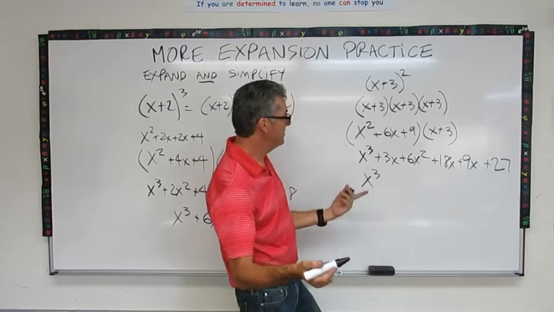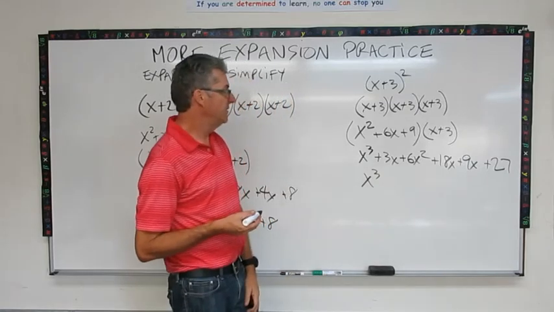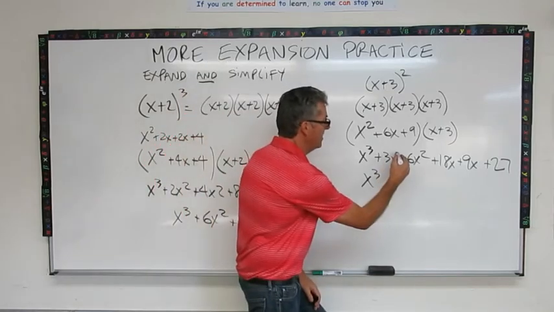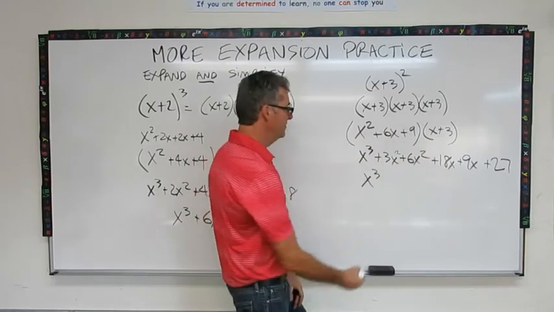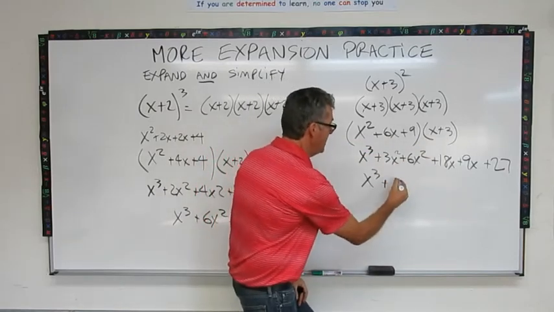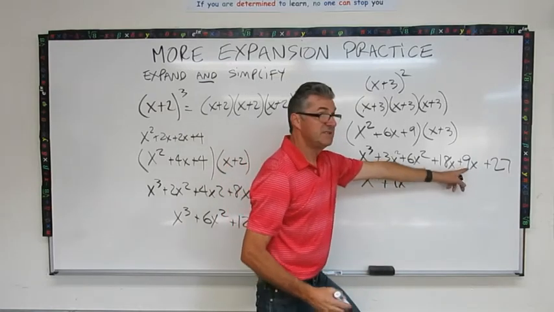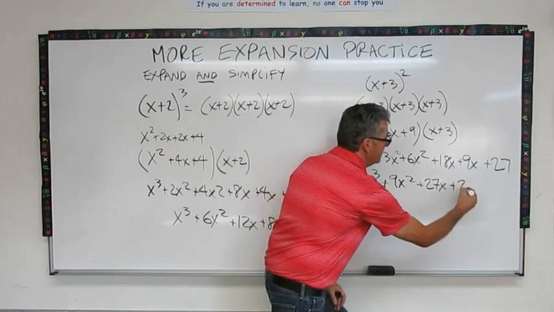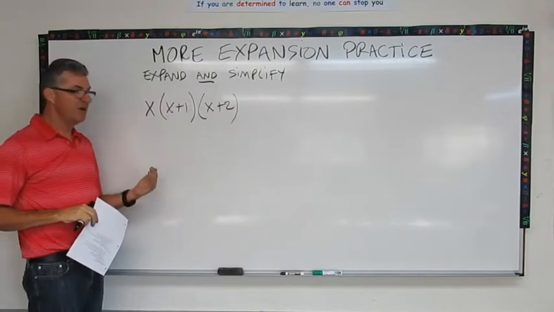Now where did I make my mistake? I should have another x squared term. Pause the video and see if you can figure out where it is. I see. It's right here. This was x squared times 3. Okay? So now I can combine these two and get my 9x squared. And then 18x plus 9x is 27x plus 27.